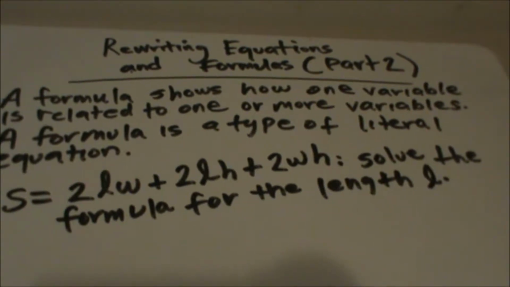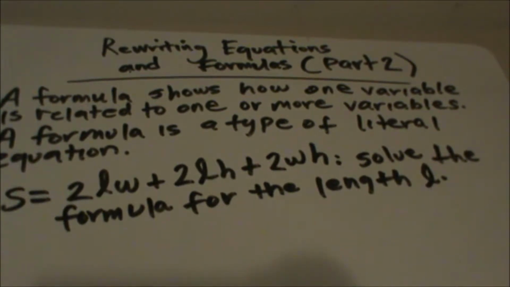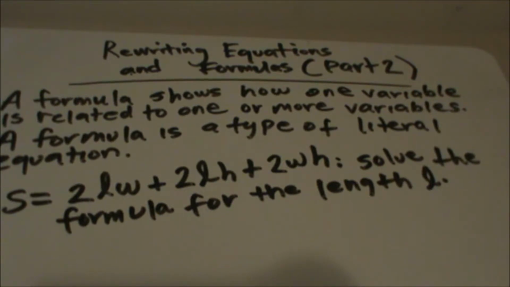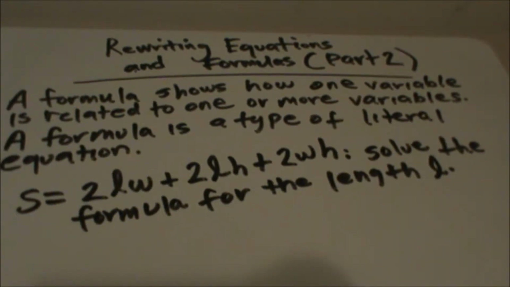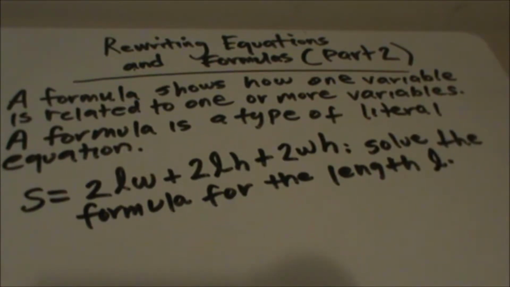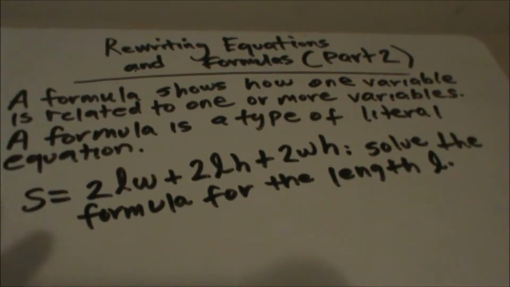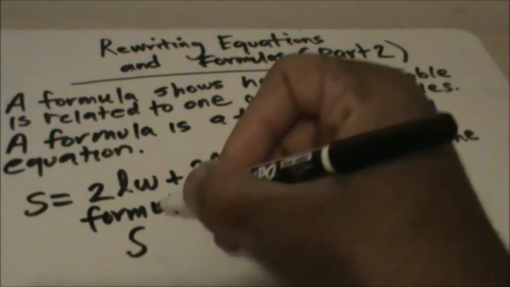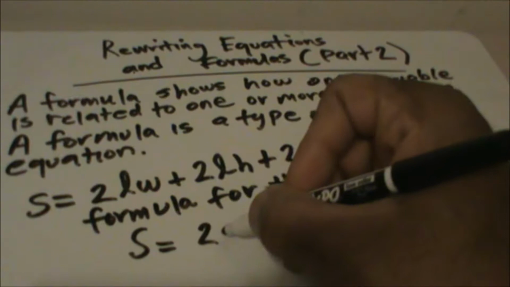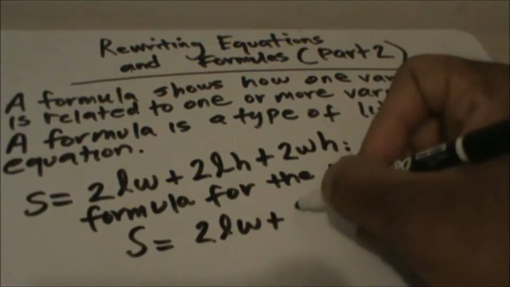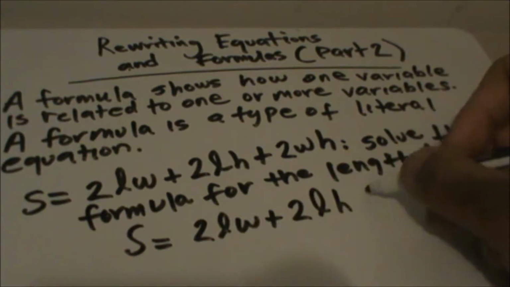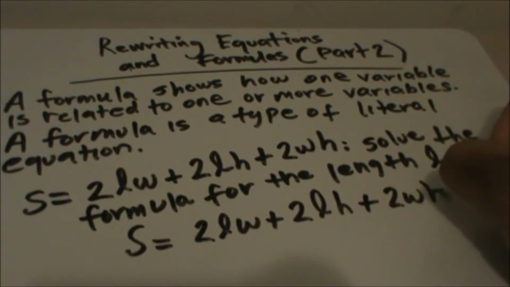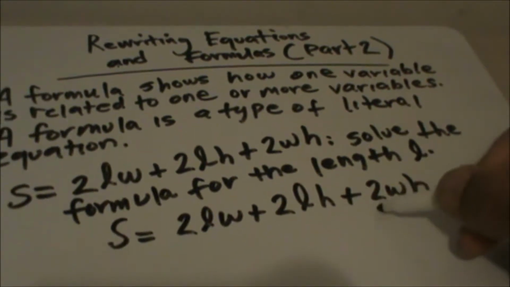All right. So what we're going to do is write the equation and see if we can factor out L and get L by itself, and shift all the other variables that are not involved in relation to L to the opposite side of the equal sign. So we're going to write the equation again. S equals 2LW plus 2LH plus 2WH.